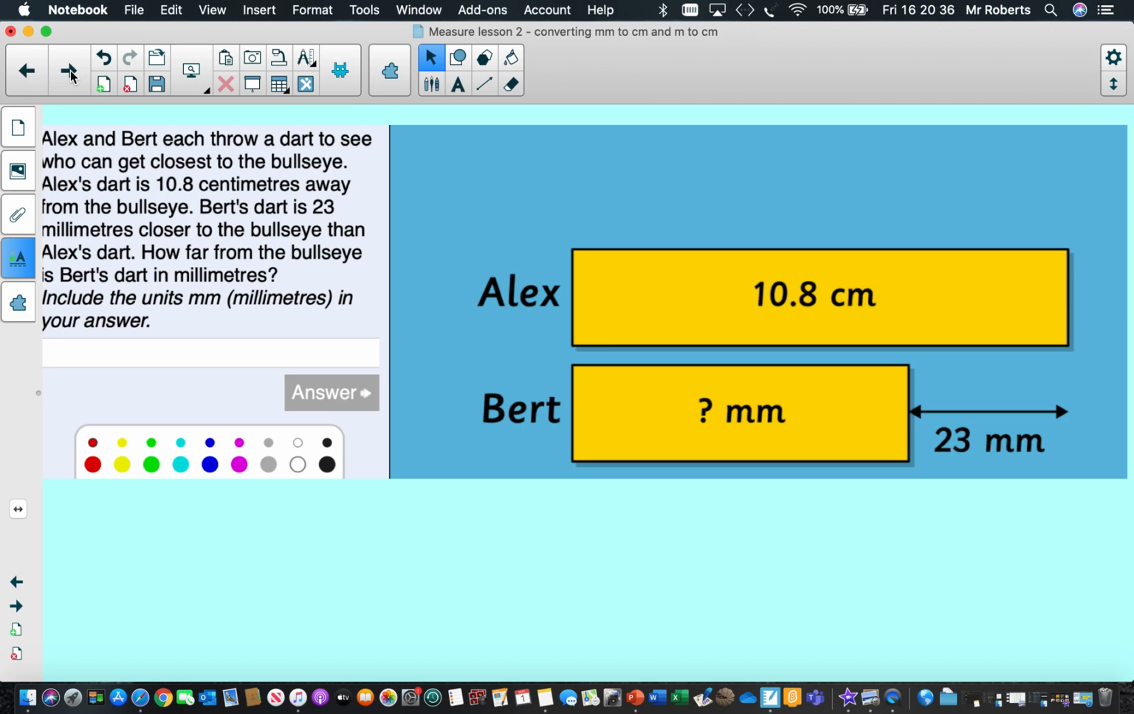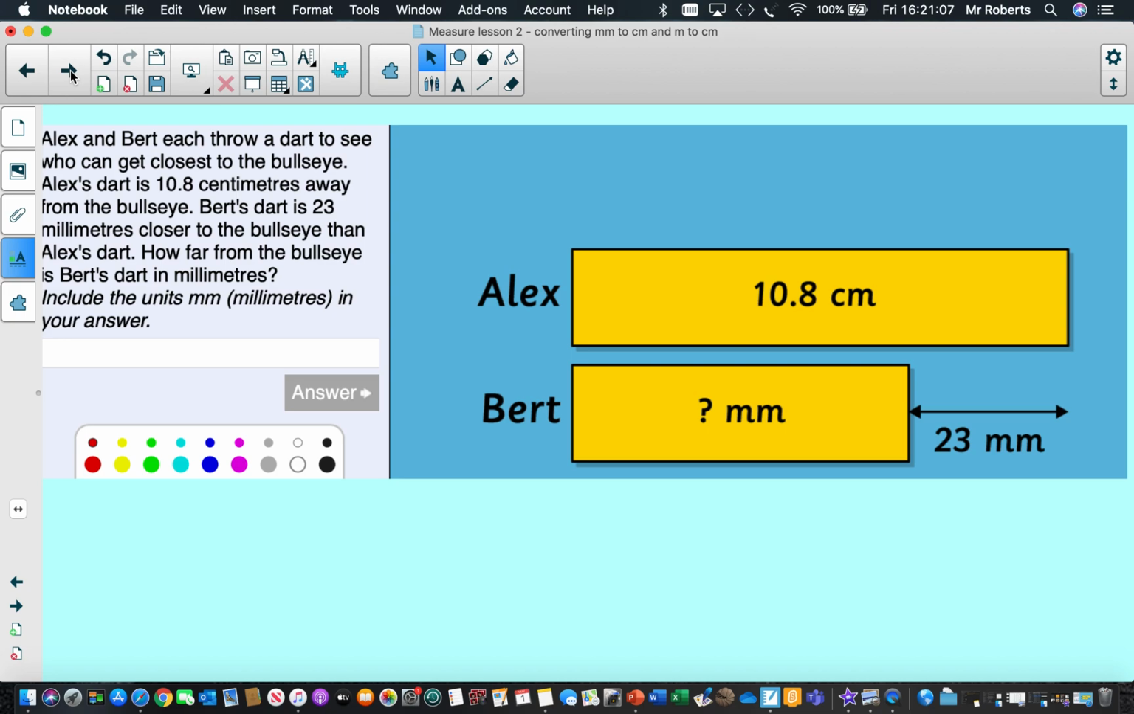Final type of questions, we've got Alex and Bert throwing a dart to see who can get closest to the bullseye. Alex's dart is 10.8 centimetres away from the bullseye. Bert's dart is 23 millimetres closer to the bullseye than Alex's dart. How far away from the bullseye is Bert's dart in millimetres? Include the units millimetres in your answer. So it's really important that we do remember to put millimetres in our answer.